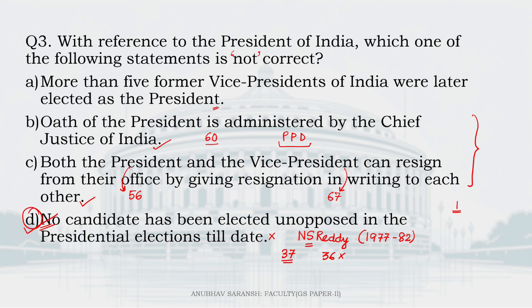This means A is actually correct. And yes, it is correct. There have been 6 such situations where we have found that former VPs have gone on to become the president of the country, like S. Radhakrishnan, Dr. Zakir Hussain, V.V. Giri, R. Venkat Raman, and of course Shankar Dayal Sharma and K.R. Narayanan. So these 6 VPs later on became the presidents in our country. Hence, D is the right answer.